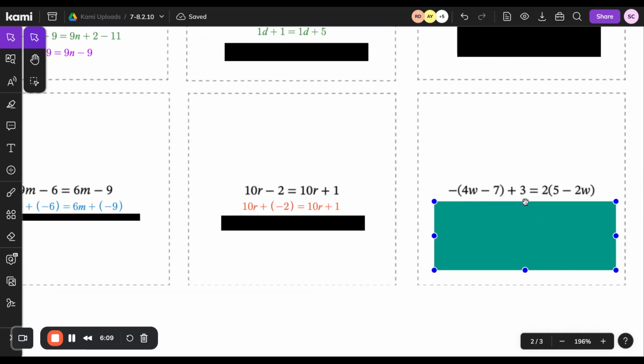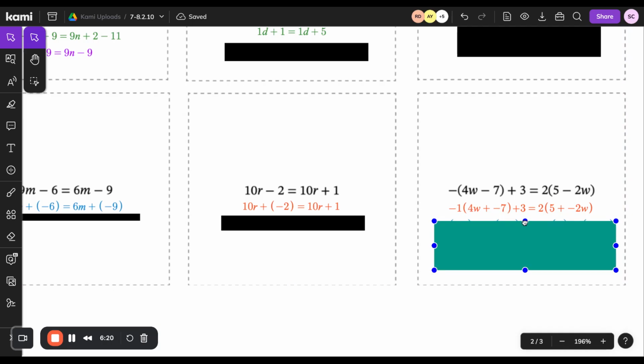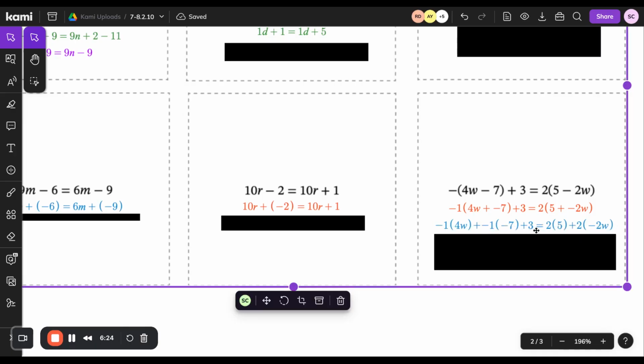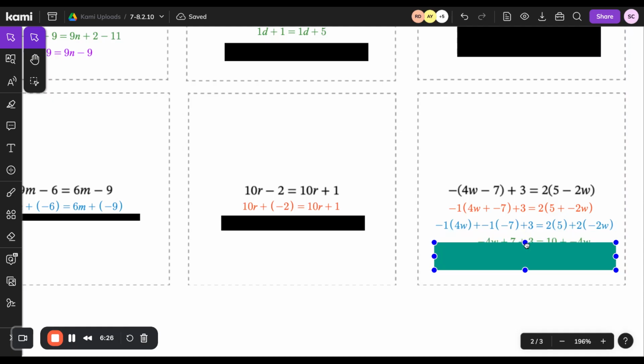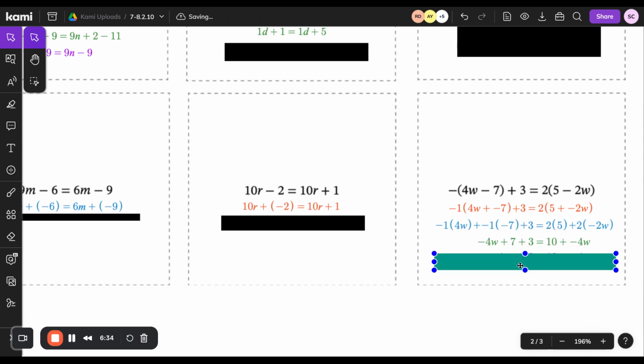And for the last one, whenever you see a negative on the outside, we've talked about invisible terms before, so this is a negative 1. And we're going to distribute that negative 1 to everything that is in parentheses here. So we have negative 1 and 4y plus negative 1 and 7. Reading through this whole thing, when it is simplified for this one, we are left with negative 4w plus 7 plus 3 is equal to 10 plus negative 4w.